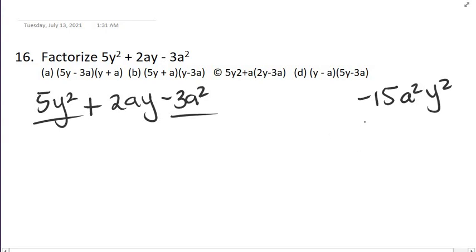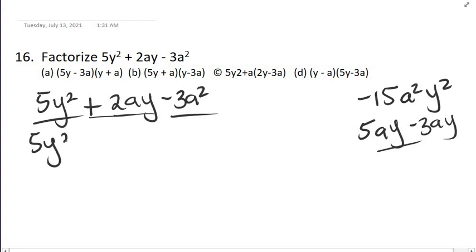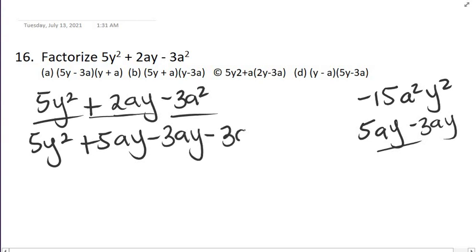I'm going to use 5ay and minus 3ay. So 5 times minus 3 is minus 15, a times a is a squared, y times y is y squared. And this minus this will give me the middle term. So I'll use both of them to replace the middle term: 5y squared plus 5ay minus 3ay minus 3a squared.